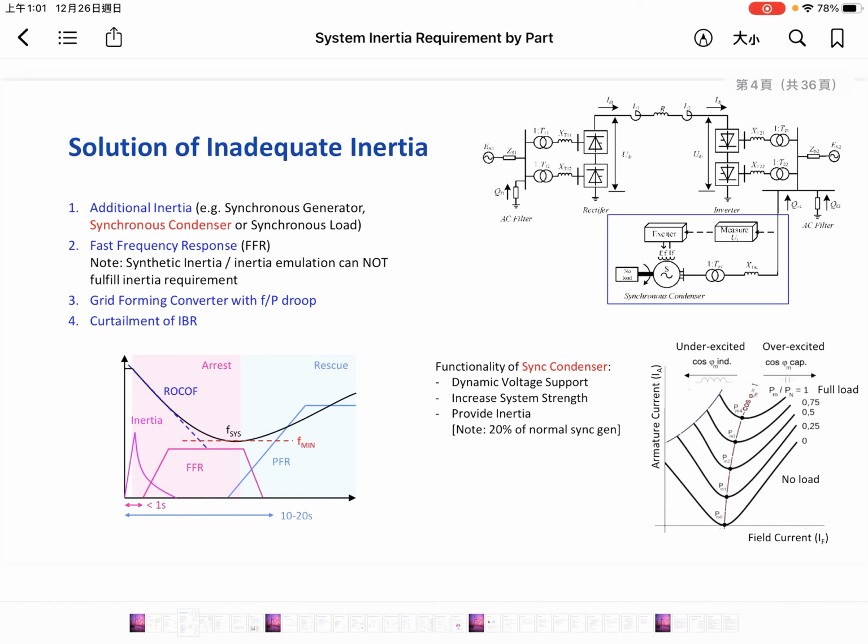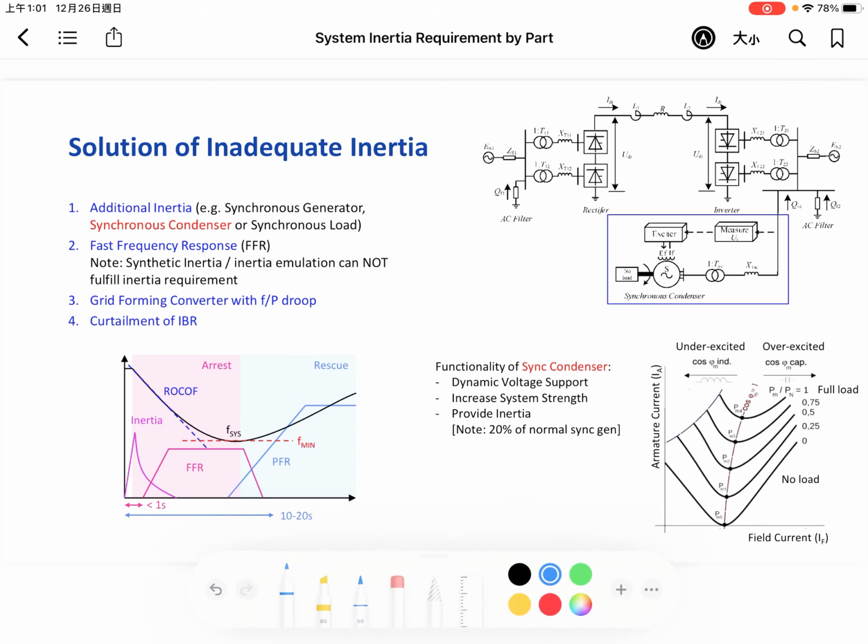So what if some kind of inadequate inertia problem occurs? Here come four solutions. The first one is, of course, if we could, we provide more inertia to the grid. Basically, the inertia is from rotating mass. If we have more and more rotating mass connected to the grid, then that will be okay.